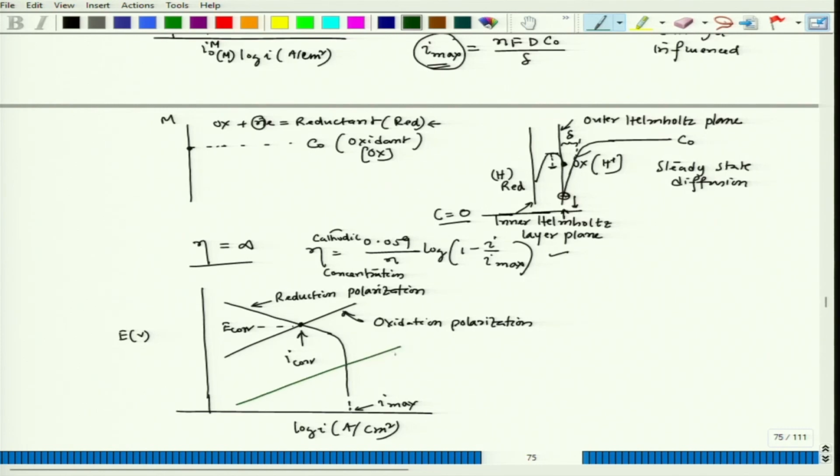okay, so then this is the same as the oxidation process. Now, the reduction process has reached the limiting current density. So, it is at this location, this will be my I corr and this particular point would be E corr. So, this is concentration controlled and this is activation controlled.